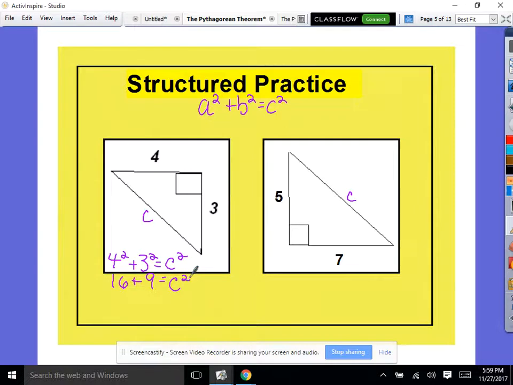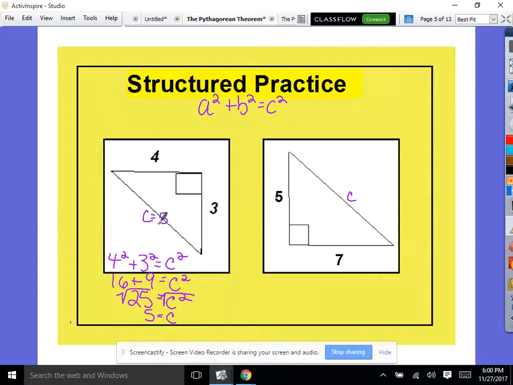And this is modeling the work I expect to see on your practice assignments. So 16 plus 9 is 25 equals c squared. And to be able to get c by itself, I have to do the opposite of raising it to the second power, and I actually have to take the square root. So if I take the square root of both sides, that would give me c equals, and the square root of 25 is 5. So c equals 5.